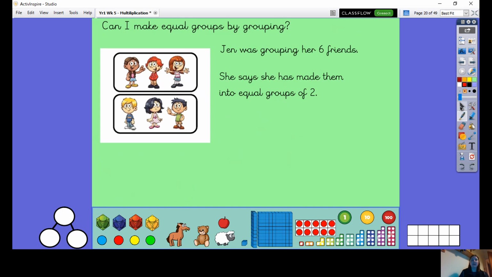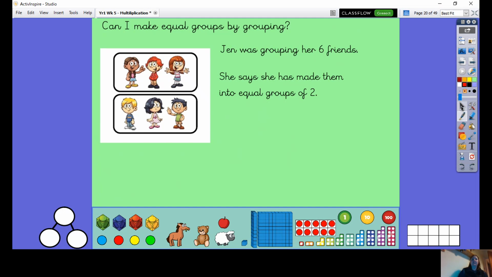Okay. Right, let's have a little listen to this one. It says here that Jen was grouping her 6 friends. Now she says she has made them into equal groups of 2. I'll read that again. Jen was grouping her 6 friends, and she says she has grouped them into equal groups of 2. Has she done that? Pause the video here and have a little think.